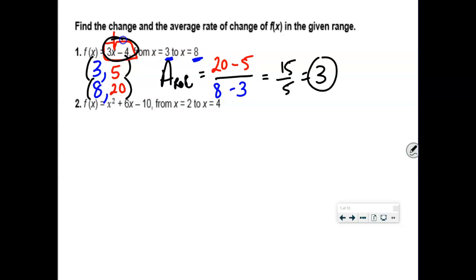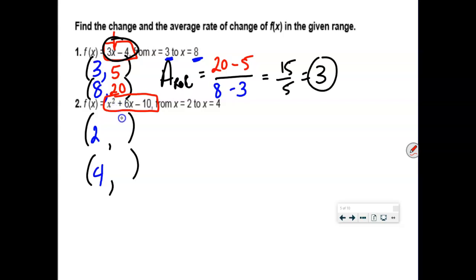But notice the next question, not a line. So this is a quadratic. You're going to have to go through the slope process, even though it's not a line. I don't know what the slope is right now, or the average rate of change, because I have to calculate it. So x equals 2 and x equals 4. All right, plug them in. It's Friday, so you probably want to use a calculator. I get it, but I'm not going to. I'm a trooper. All right, ready?